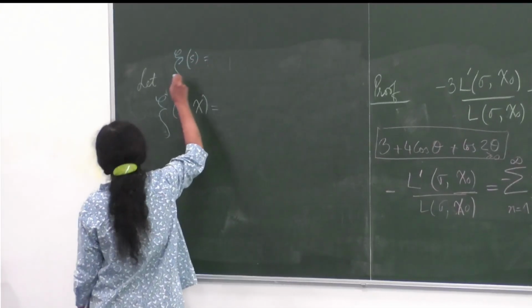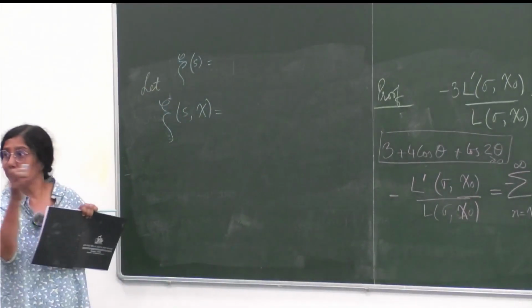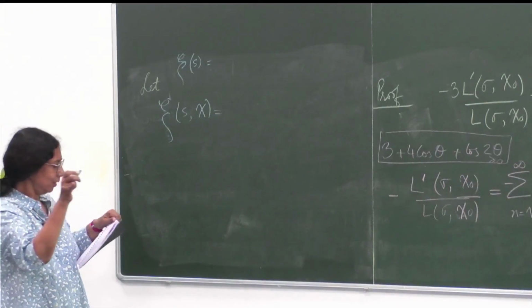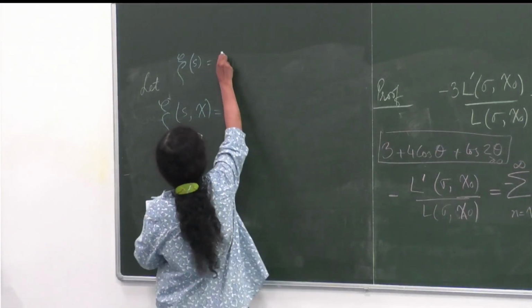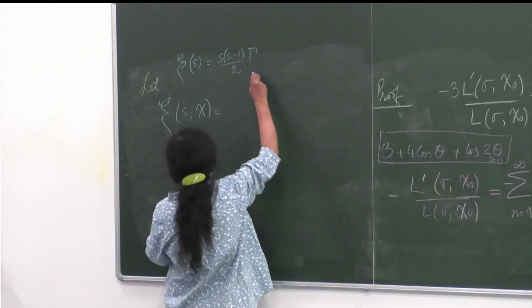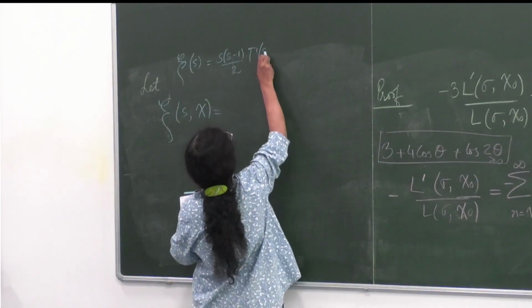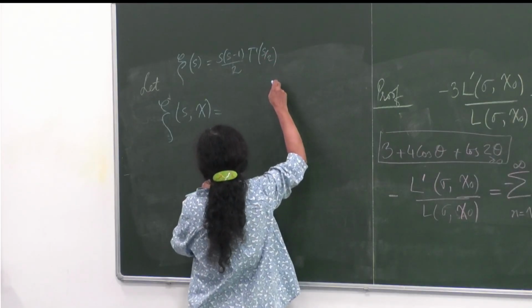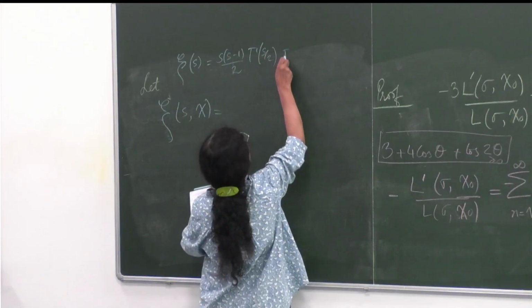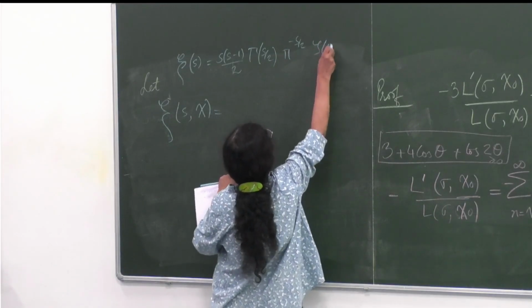Yeah, without the chi, when chi is 1, this is equal to... anybody can help? Yeah, s into s minus 1 by 2, gamma of s by 2, pi to the minus s by 2, and zeta s.